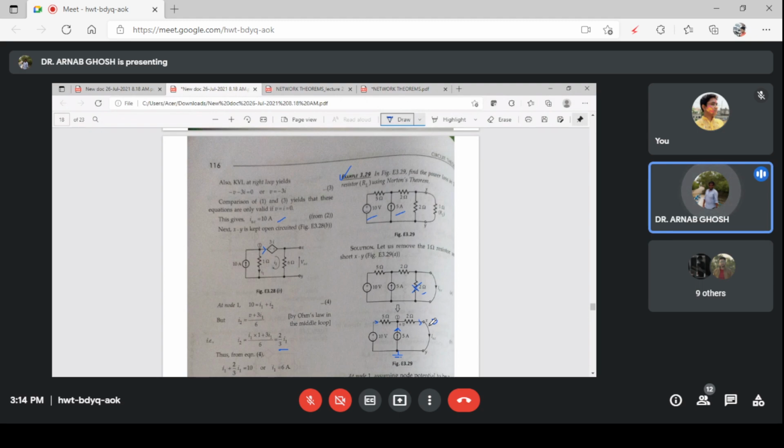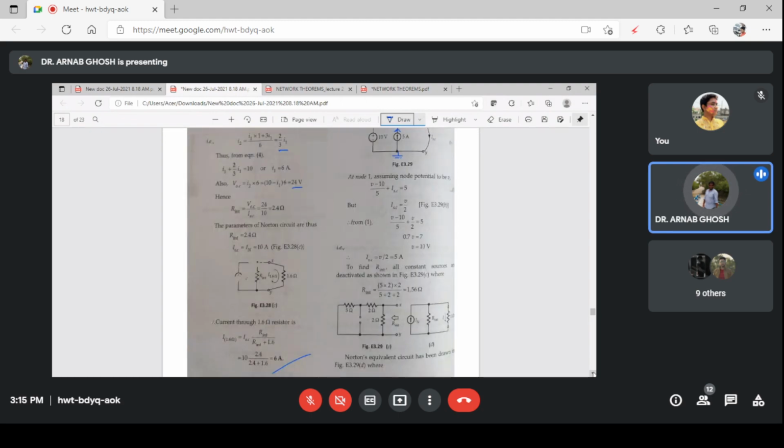Listen, let me say this. With respect to what are you calculating the internal resistance? If you deactivate all these sources, your resistance looks like this. So what happens to the open circuited part? There is no resistance here, this part.